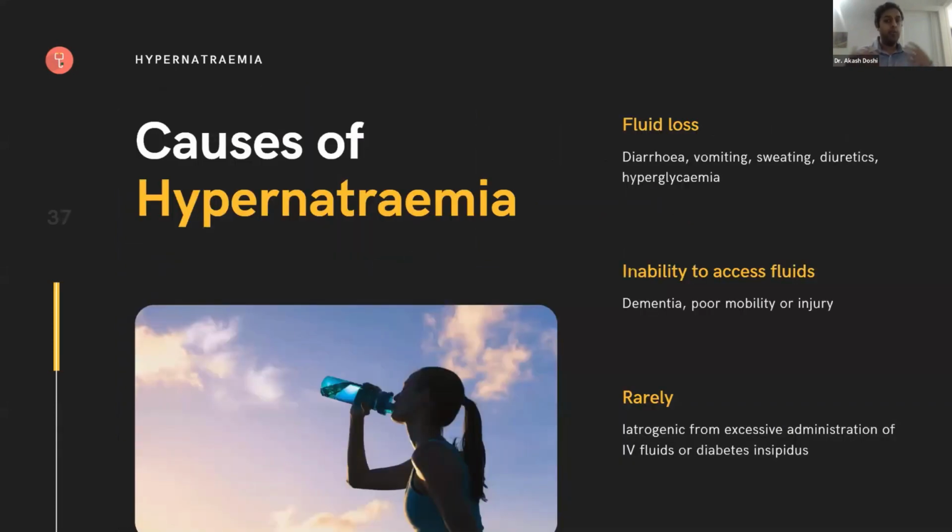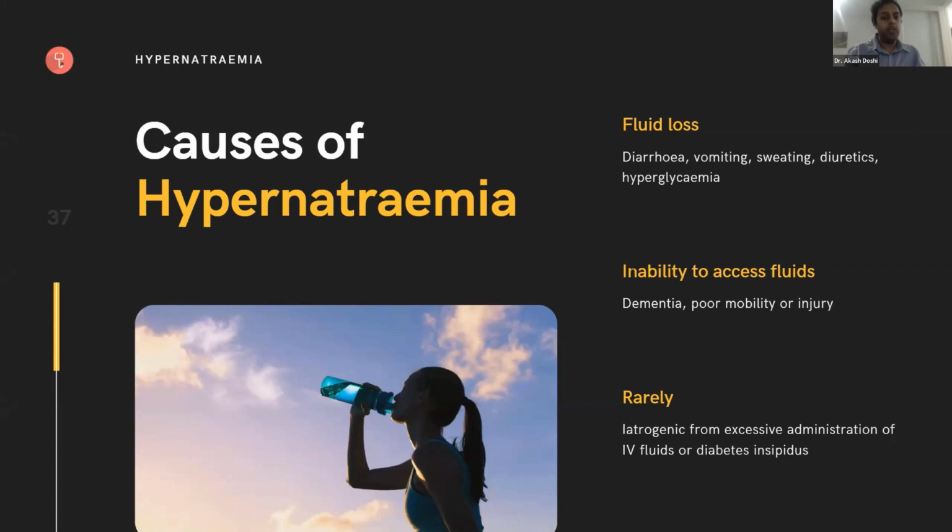So the causes, as I said, were fluid loss: the diarrhea, the vomiting, sweating, the diuretics, but also an important cause is hyperglycemia. So having excess sugar will cause you to pass more urine. Just like when we diagnose diabetes and we ask, are you drinking lots of water? Are you passing lots of urine? Similarly, when they're sugary, they pass more urine. And as I said, it's inability to access fluids. Rarely it might be because they've got diabetes insipidus, a condition where you pass lots of water because you aren't producing antidiuretic hormone to conserve it. But even then, the treatment, years back, used to be just drink enough water.